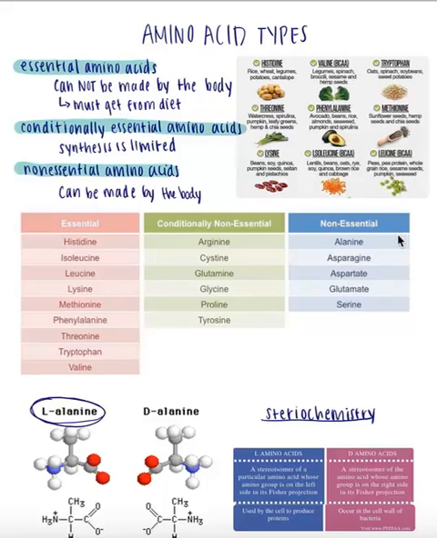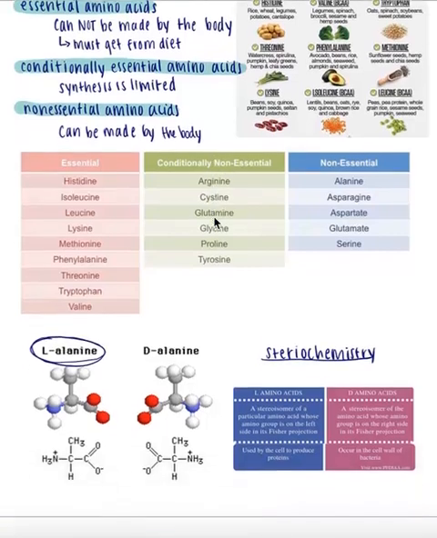On the other end of the spectrum, we have the non-essential amino acids. This is the smallest group, and those are the amino acids that your body can produce on its own. We don't necessarily need them through food. And then there's a middle ground group where sometimes our body is able to make them, but other times it's not, so the synthesis of those is kind of limited.